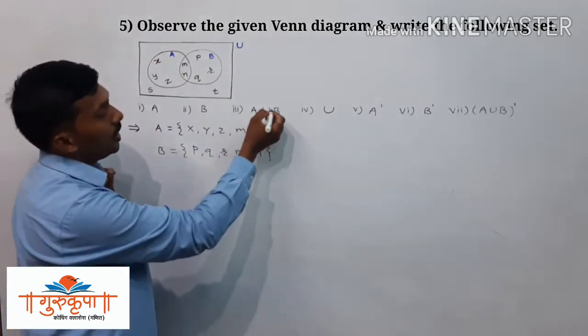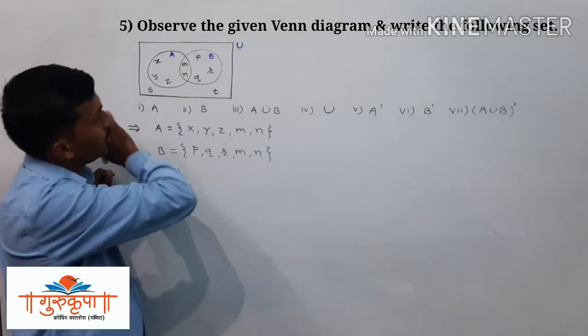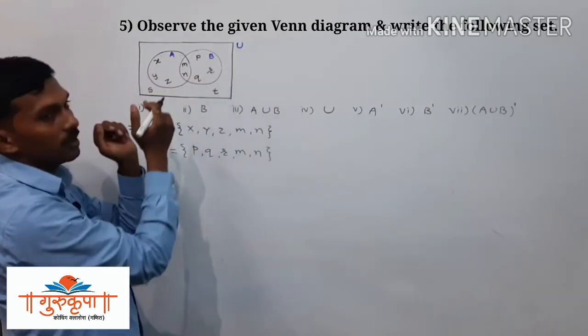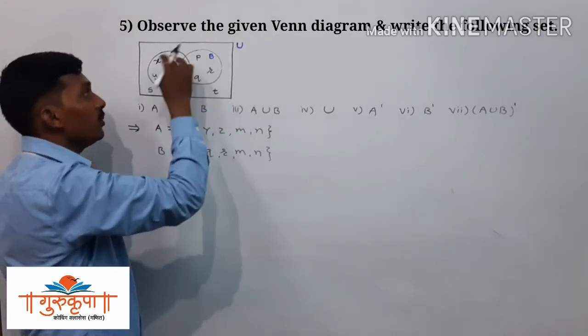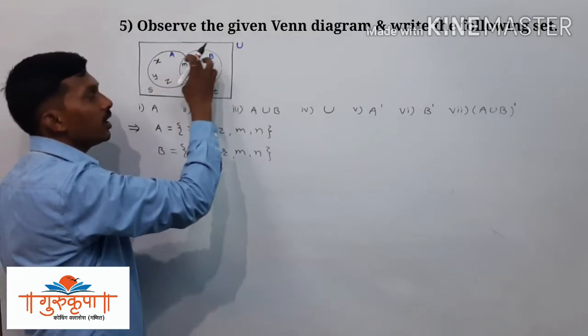Then we have A union B. Now you have to write all the elements between A and B. All the elements between A and B means all these elements, these three and these two.